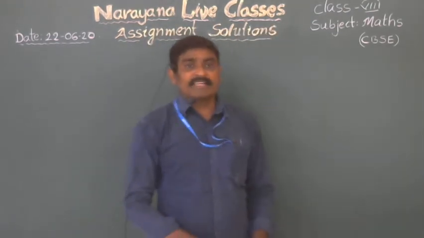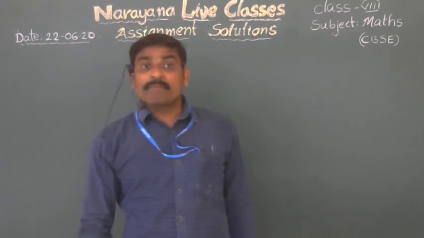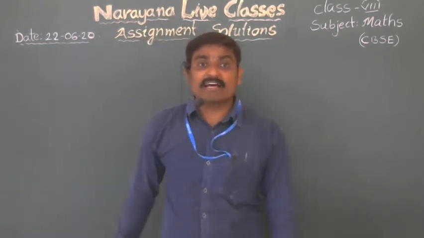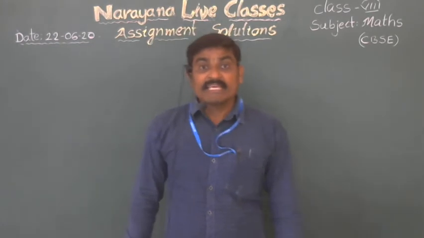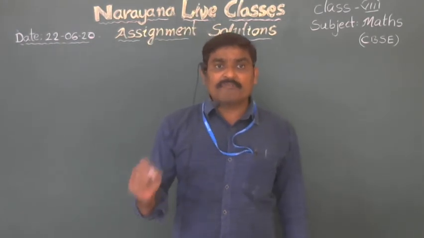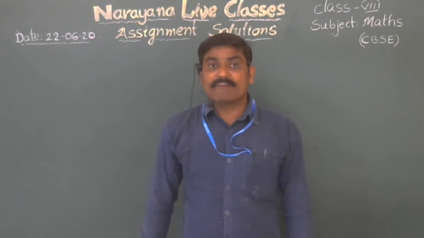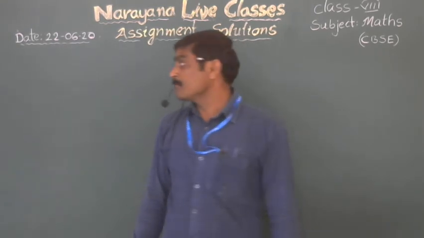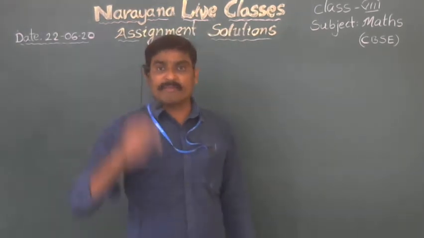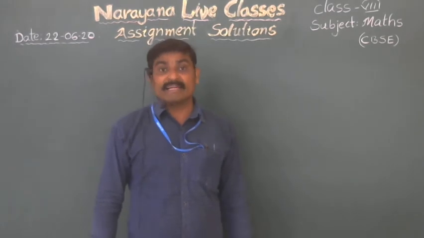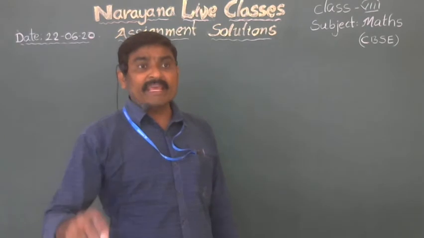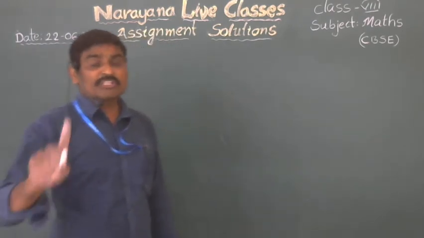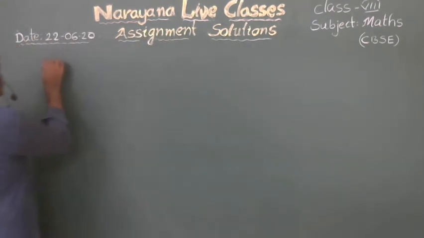Now the third question is, a sum of 800 rupees is in the form of denominations 10 rupees and 20 rupees. If the total number of notes be 50, find the number of notes of each type. There are two types of denominations, 10 rupees and 20 rupees. So the total number of notes is 50.